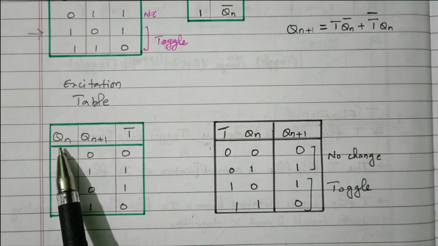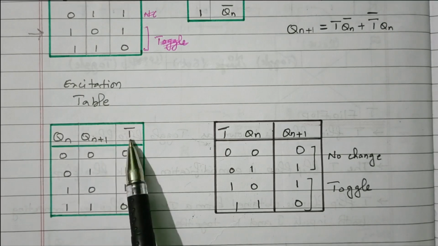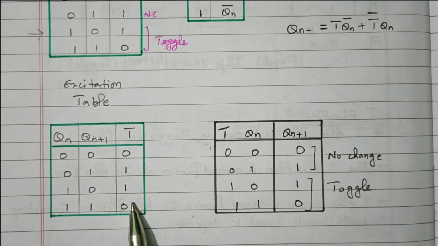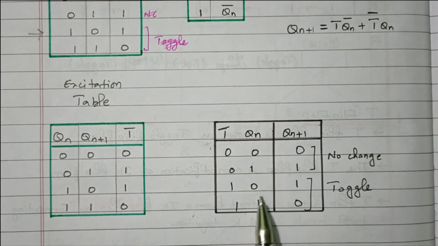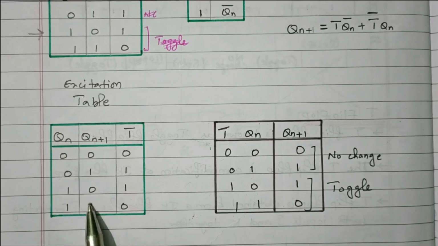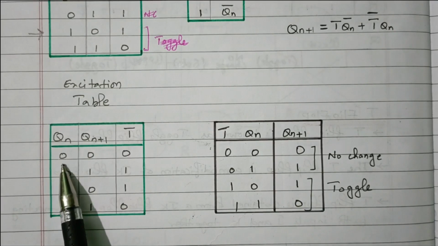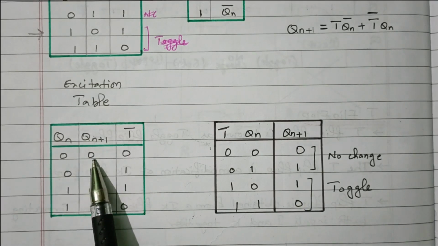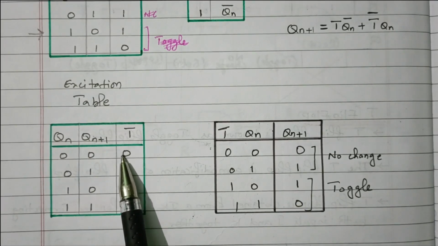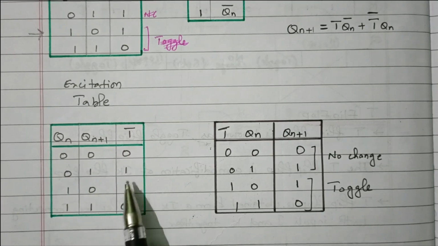What is an excitation table? From the present state and next state, we need to identify what the input is. A truth table means from the input we check what the output is. Now for this output, what input is required, that is called the excitation table. For example, present state 0 and next state 0, what is the value of T? Present state is 0, next state is 1, what is the value of T we need to give? That is called the excitation table.